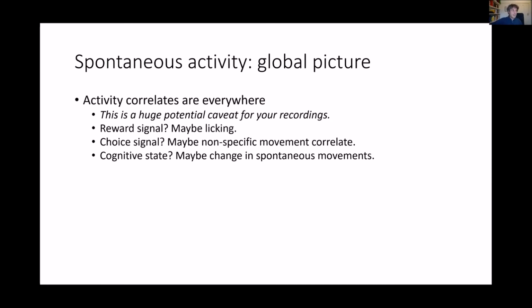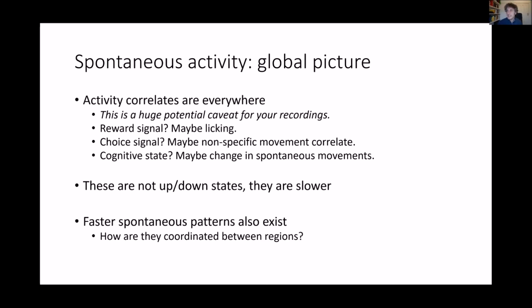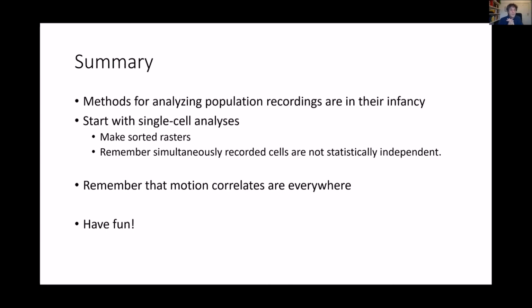It's a bit better in a two alternative choice where there's always one movement or another, as I think you will have heard from Nick. Is there a correlation with cognitive state? Well, maybe, but maybe the correlation can be explained by a change in spontaneous movement. The activity correlates are not up and down states. They are slower. They happen over the course of seconds, but faster spontaneous patterns do exist, such as the up and down state. All right, so to summarize everything, the methods for analyzing population data are in their infancy.